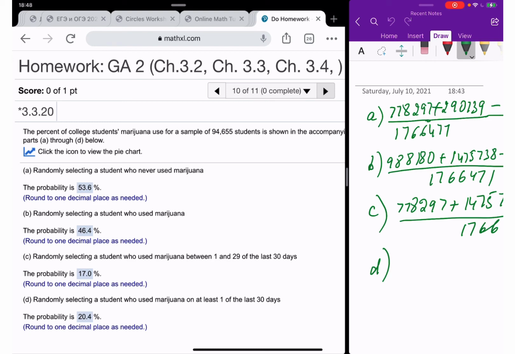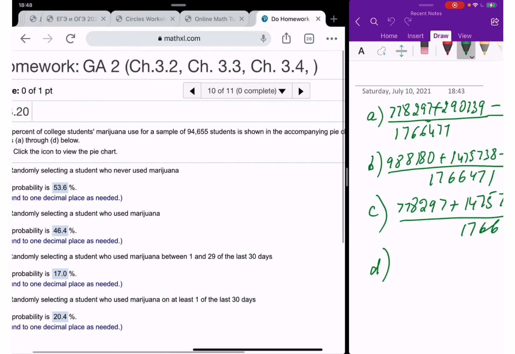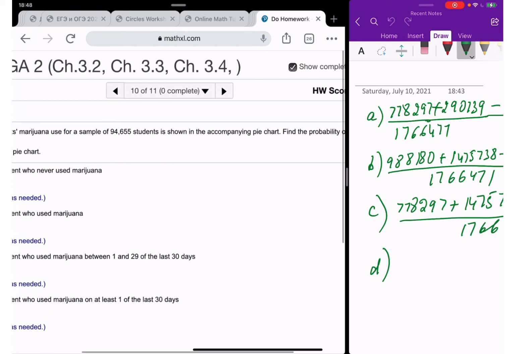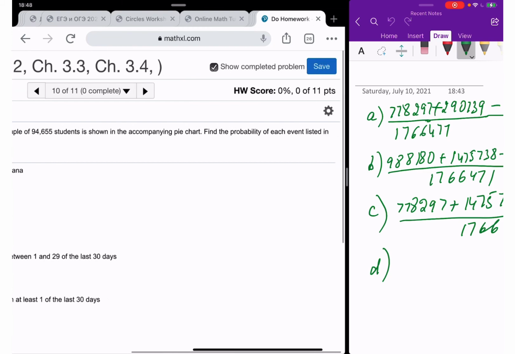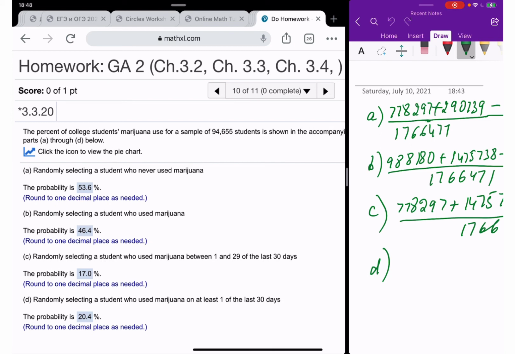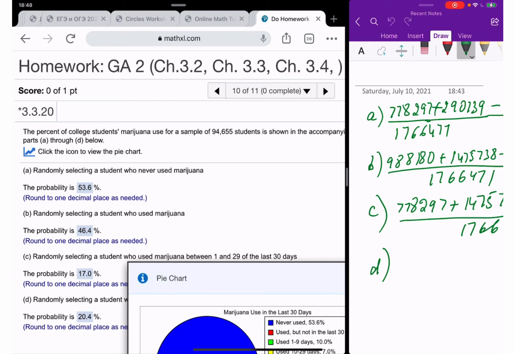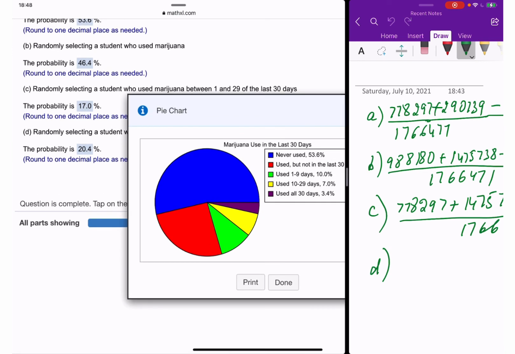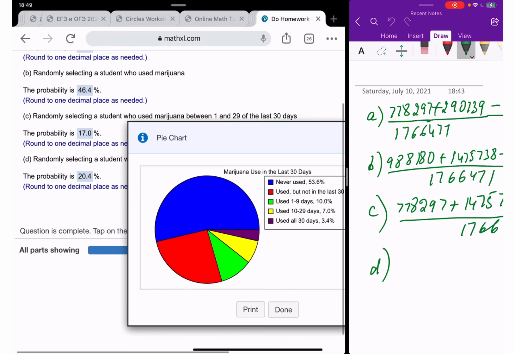All right, what do we have here? The percent of college students' marijuana use for a sample of 94,655 students is shown in the accompanying pie chart. Find the probability of each event. Okay, first thing we need to find: randomly selected students who never used marijuana, and where is it? Never used marijuana. That's the blue one. It's 53.6 degrees.